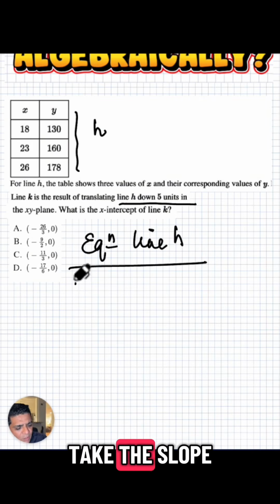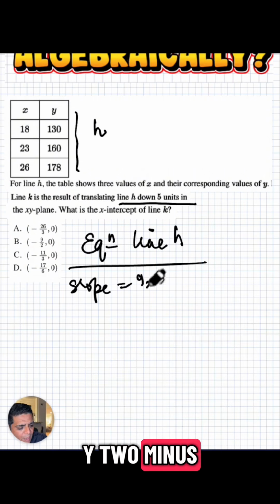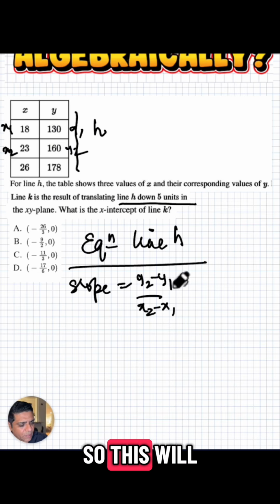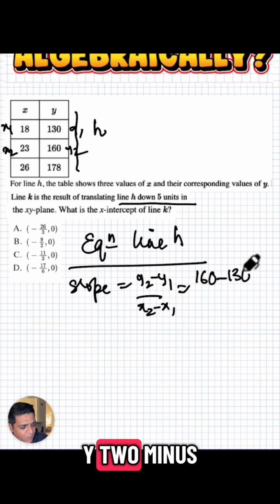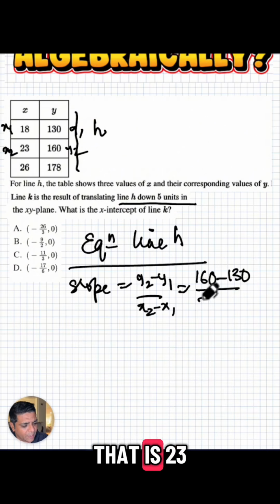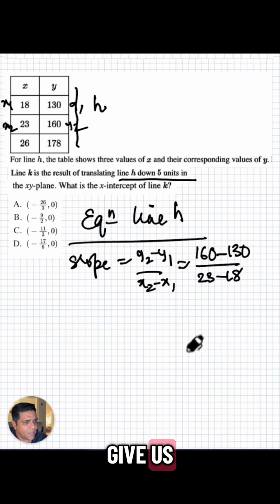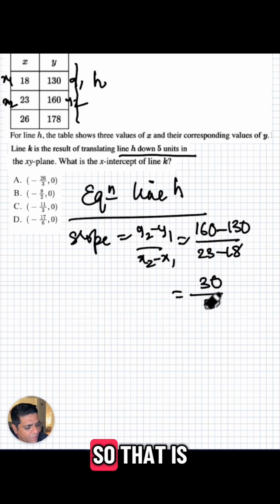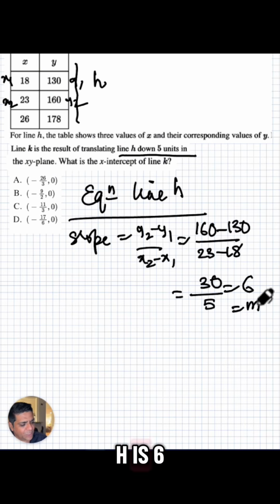We can take the slope, which is given by y2 minus y1 divided by x2 minus x1. Go ahead and assign your points. So let this be x1, y1, and x2, y2. This will give us 160 minus 130 for y2 minus y1, divided by x2 minus x1, that is 23 minus 18. So what does that give us? That gives us 30 divided by 5, so that is 6. So the m of line H is 6.